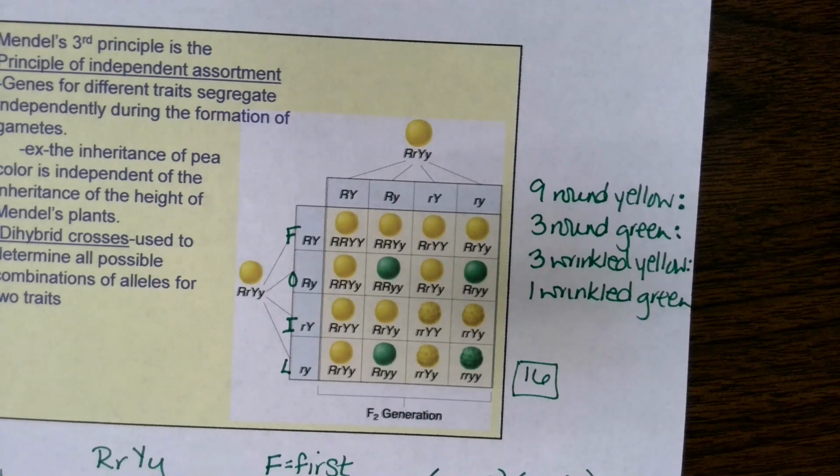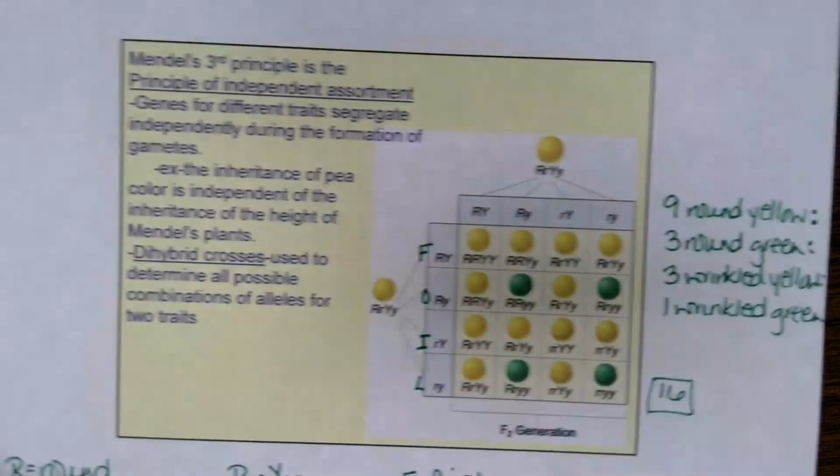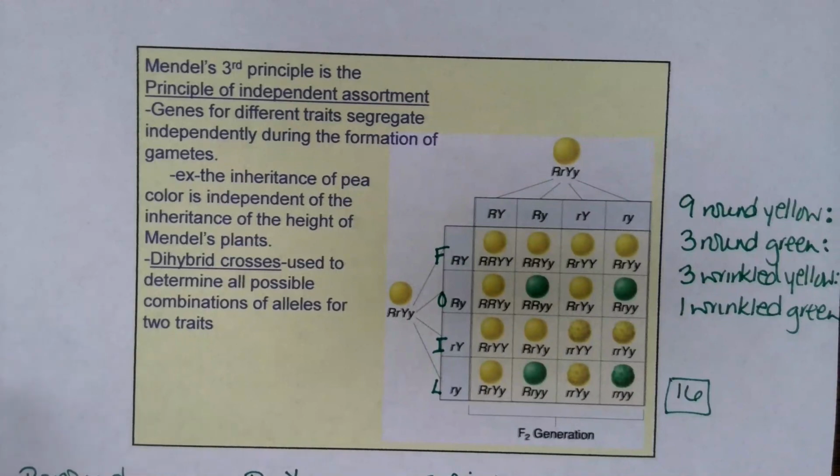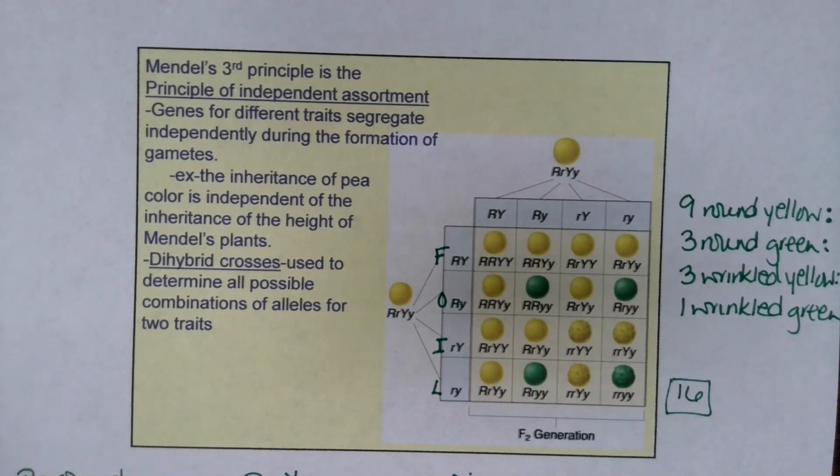So if you have any questions about dihybrid crosses, let me know. Again, let me say one more thing. This is based on the fact that every trait is going to be inherited independently of each other. The principle of segregation: the alleles segregate or separate independently of each other during meiosis.